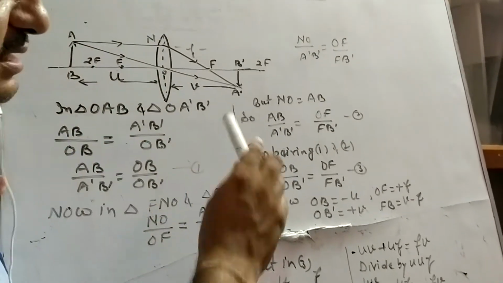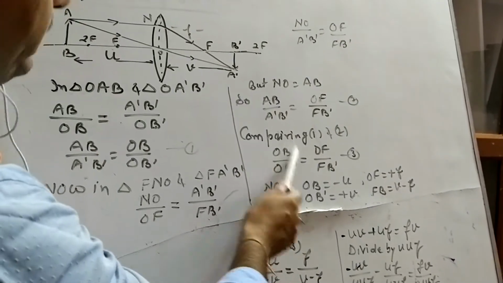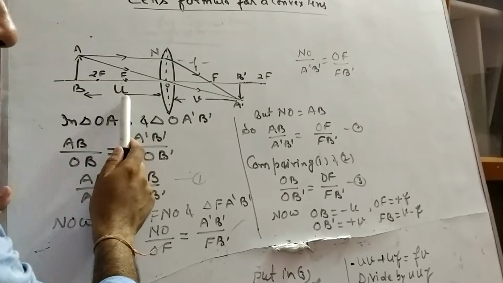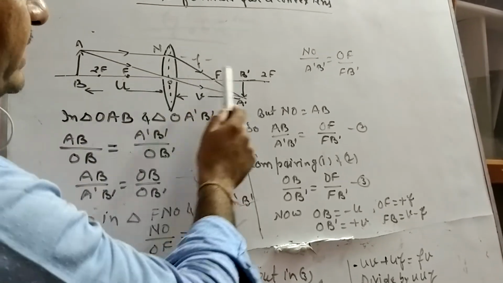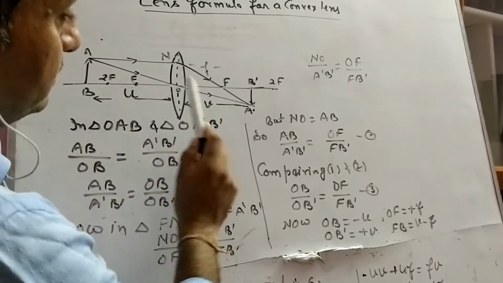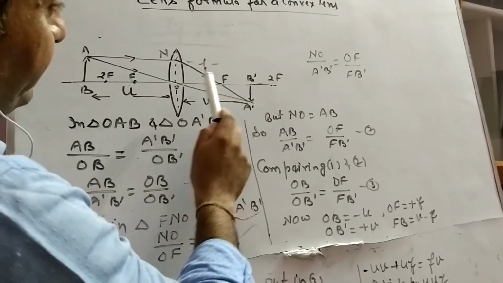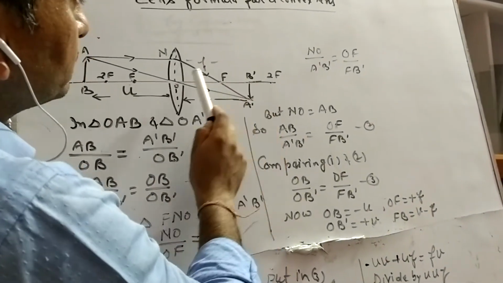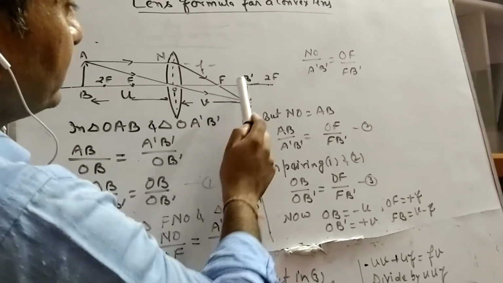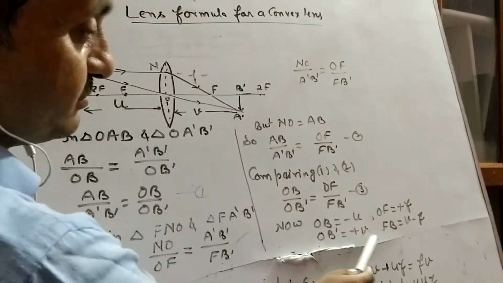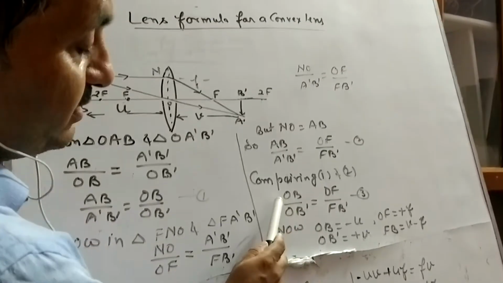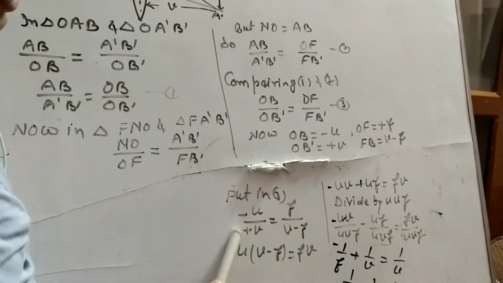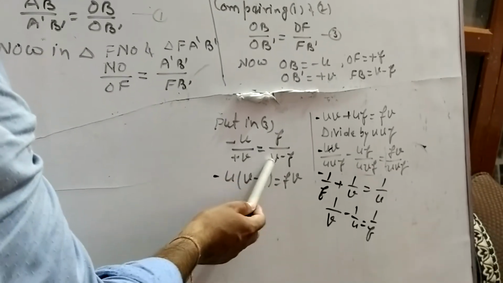Now we use sign conventions. OB, see in the diagram, OB is minus u, left hand side. OB dash is plus v, OF is plus f and FB dash. FB dash means OB dash minus OF, that is v minus f. Now we put all these values in equation number 3. Minus u upon v is equal to f upon v minus f.